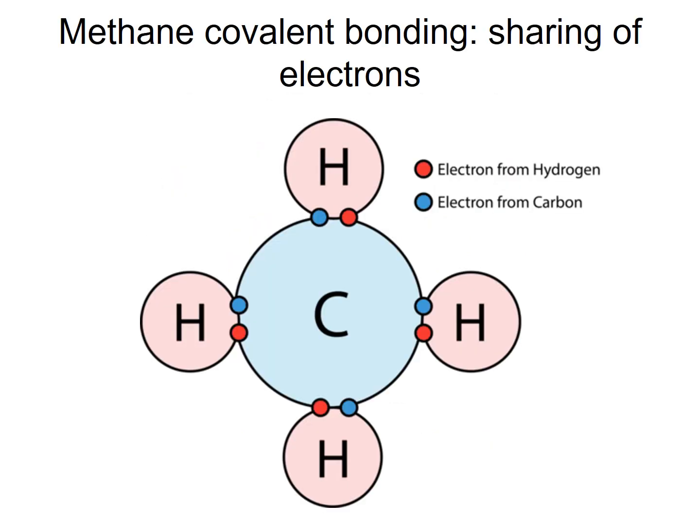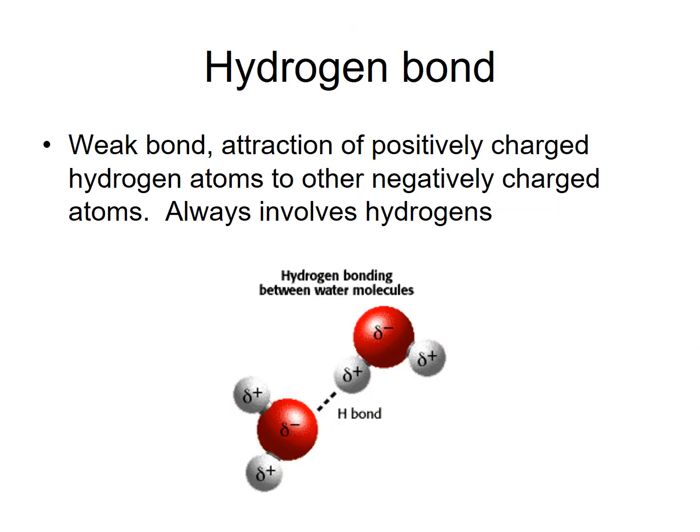Again, another example of covalent bonds where they have a sharing of electrons, with the electrons from carbon and then the electrons from hydrogen. So right here, this is a situation where it's CH, and here's subscript 4. Hydrogen bonds are usually weak bonds, where you have positively charged hydrogen atoms attracted to other negatively charged atoms.